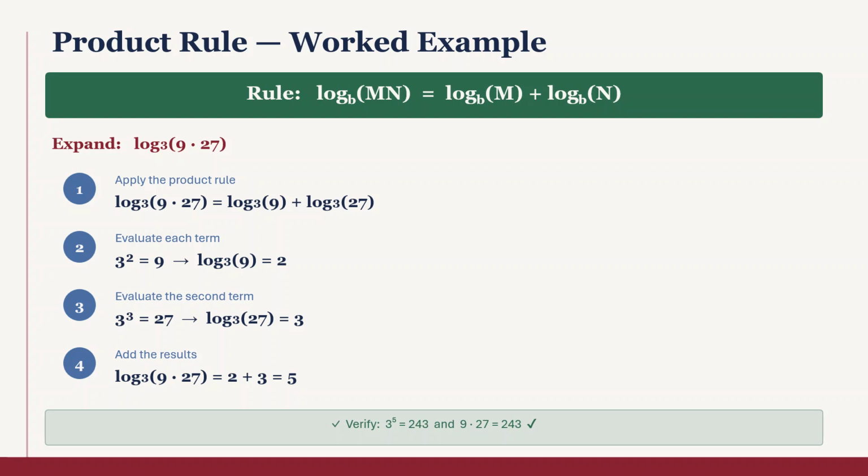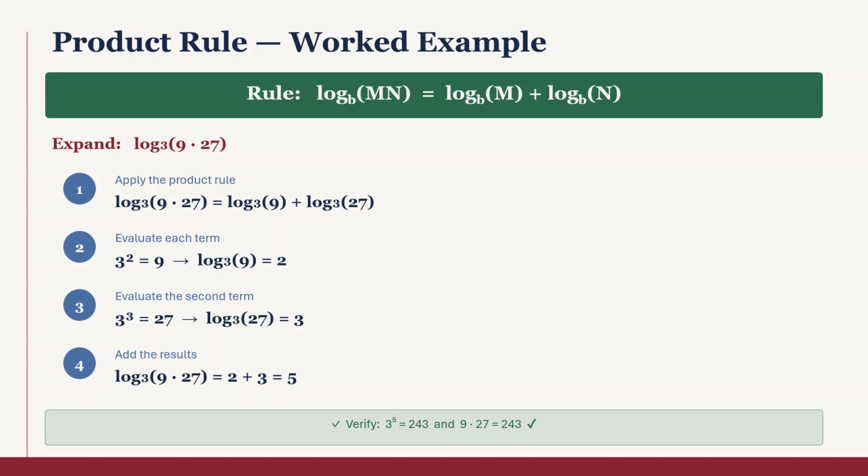Let us work through the product rule step by step. The product rule says log base b of x times y equals log base b of x plus log base b of y. Multiplication inside the log becomes addition outside. Example. Expand log base 3 of 9 times 27. Step 1. Apply the product rule. Log base 3 of 9 times 27 equals log base 3 of 9 plus log base 3 of 27.